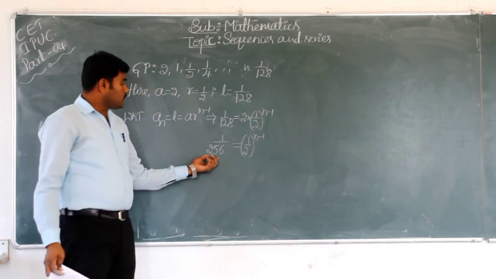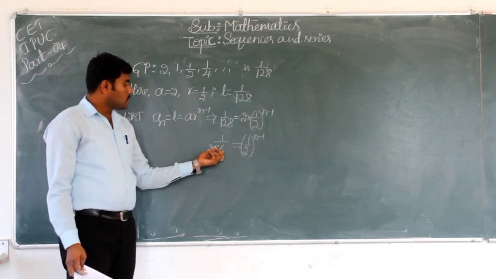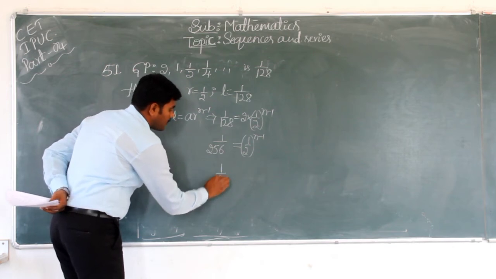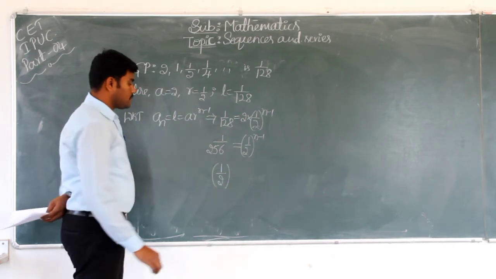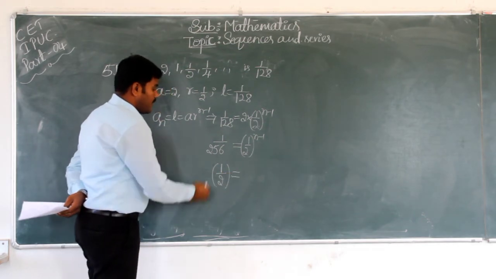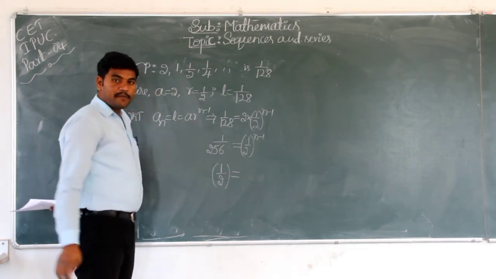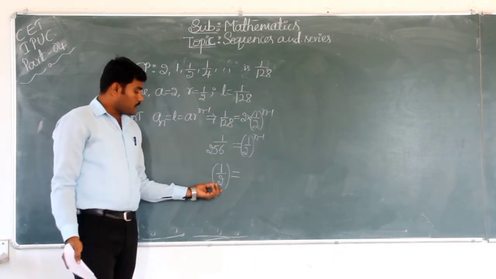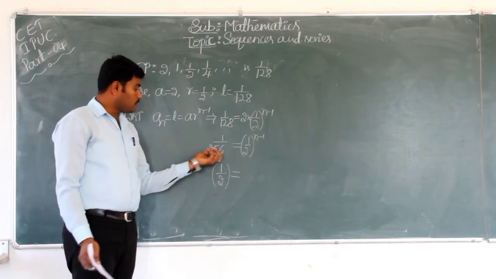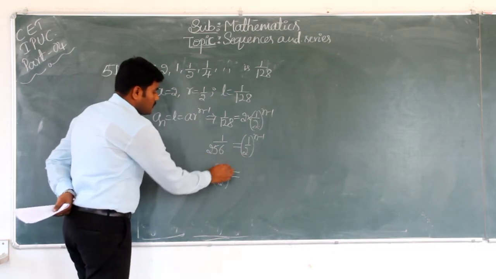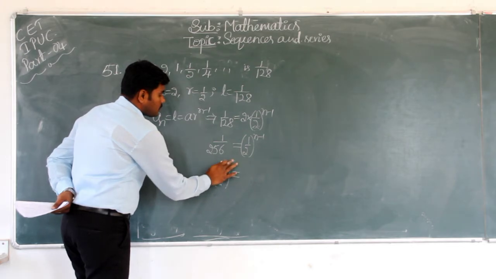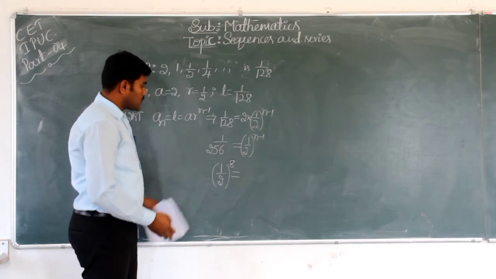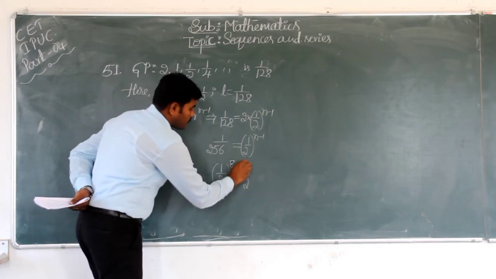What power of 2 should I write so that I can get 256? 1 raised to the power n becomes 1, right? Next, what power of 2 should I raise so that I can get 256? It is 8. If I raise 2 to the power of 8, that becomes 256, to the power of n minus 1.